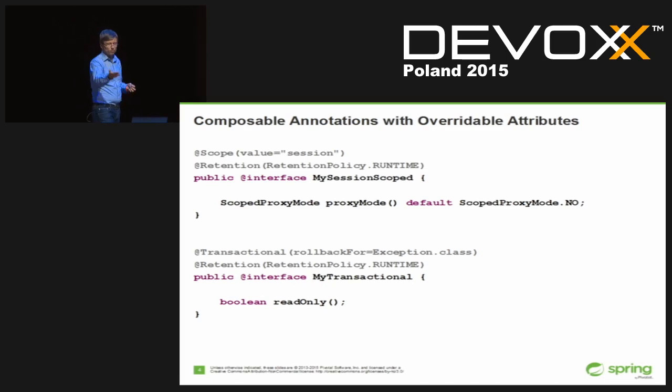You can add a default, right? You can say like, the default is no scope proxies here. But if you want the user of your mySessionScoped annotation to say, I want target class proxies here, he may say so through using your annotation with that specific attribute set to another value. So there's even a combination of custom annotations and specific attribute overrides, which makes a lot of sense in some common scenarios. I particularly like the example below.